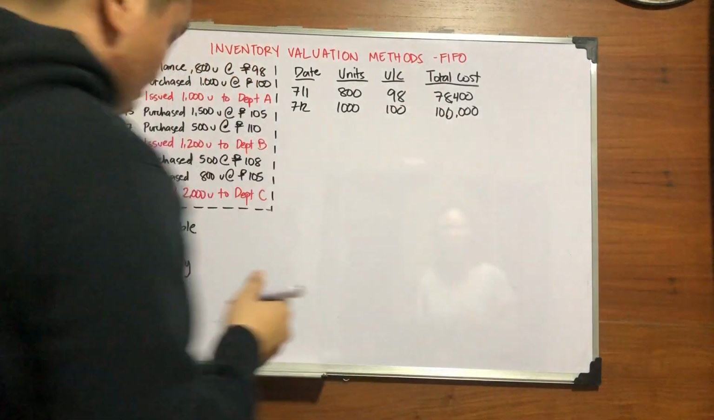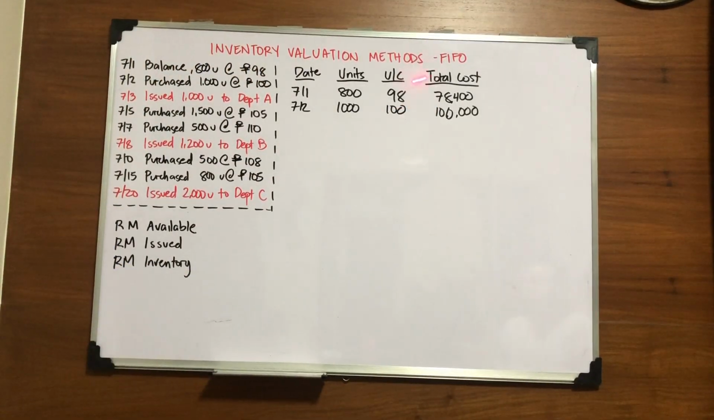What unit cost will I use here? Would I use 98 or 100 pesos? So the answer here is split. For 1,000 units of issuance, you would need to empty out your July 1 transactions first. And if there is any remainder, you get it from your July 2 transaction with a unit cost of 100 pesos. When you split 800 and 200, you should be able to get units issuance equal to this transaction.